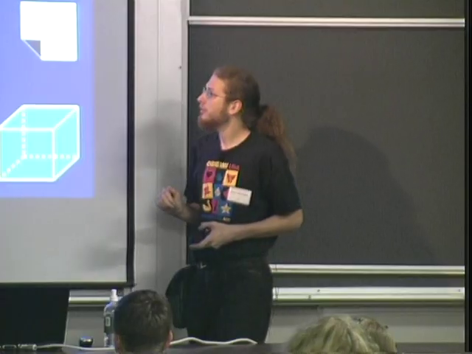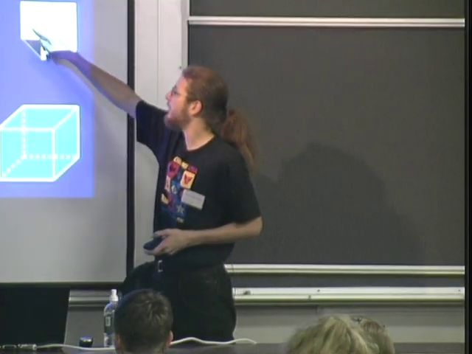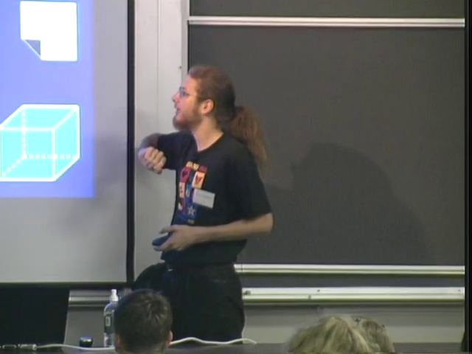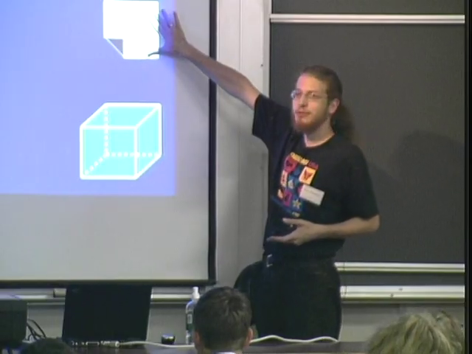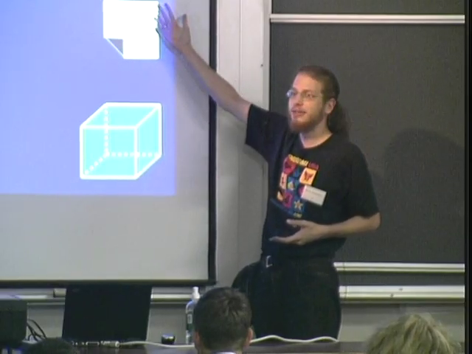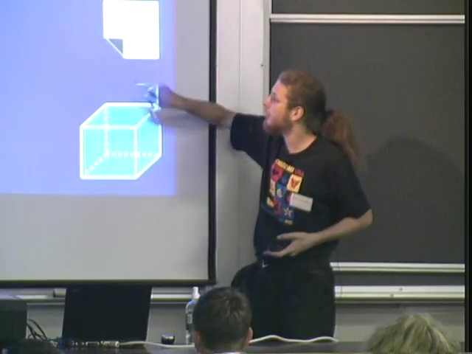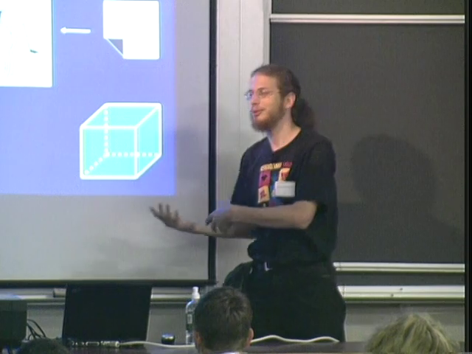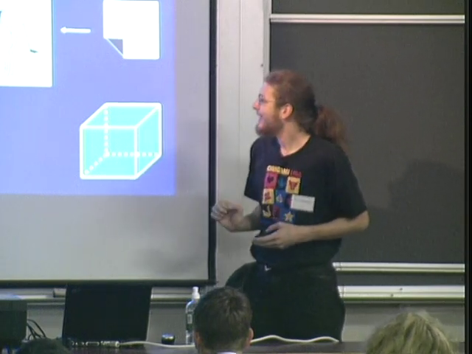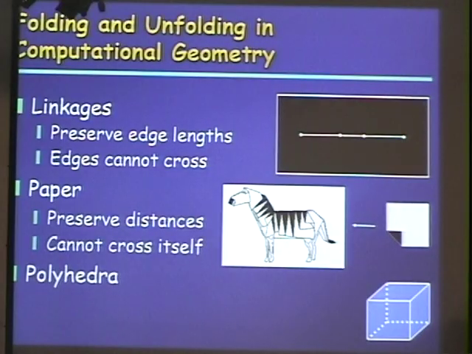Paper is similar. You have to preserve distances along the surface of the piece of paper, and it's not allowed to cross itself. If you've ever tried to fold paper, it's pretty hard to self-penetrate. And so, for example, if you take a square piece of paper that's white on one side and black on the other side, this is a folded over corner. You can fold, for example, a zebra. Or at least in principle, you can fold a zebra. I can't. And I've tried. It looks pretty ugly when I fold it.